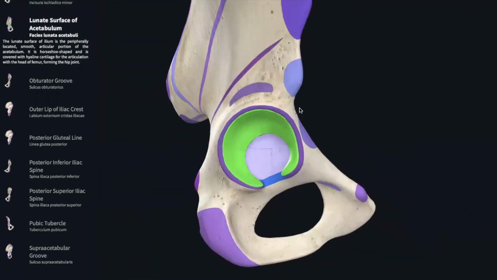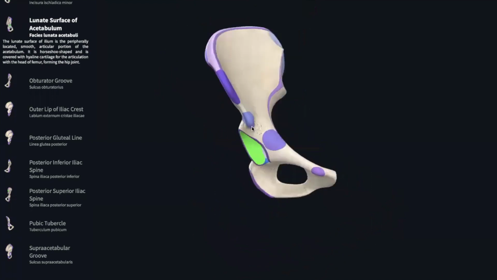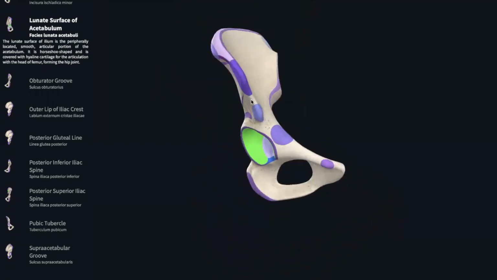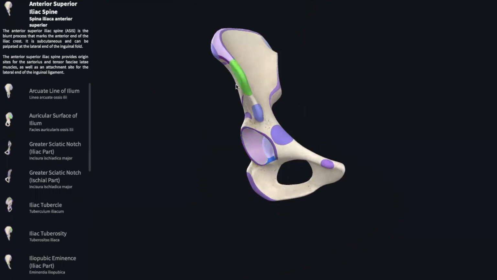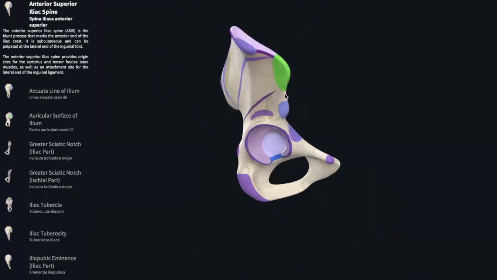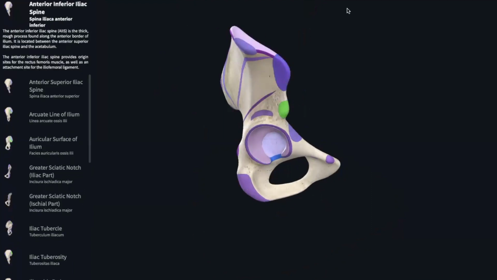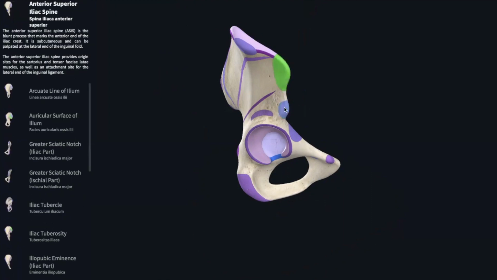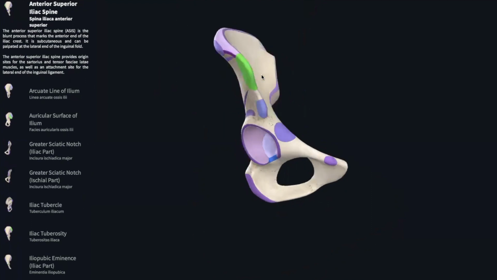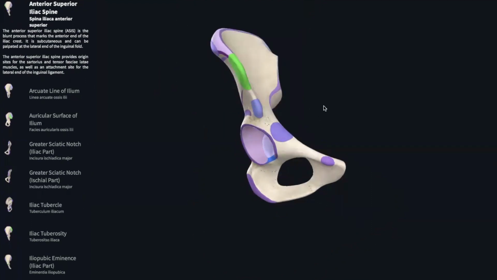Okay, and now moving up to the ilium. First, we have the anterior superior iliac spine, or ASIS, and inferior to that, we have the anterior inferior iliac spine, which is the AIIS. These are basically areas where, for example, the inguinal ligament connects here, or just random ligaments and muscles connect.